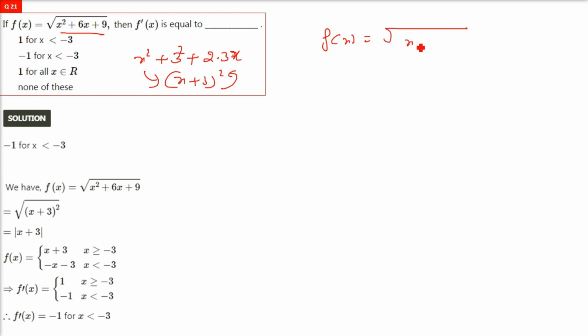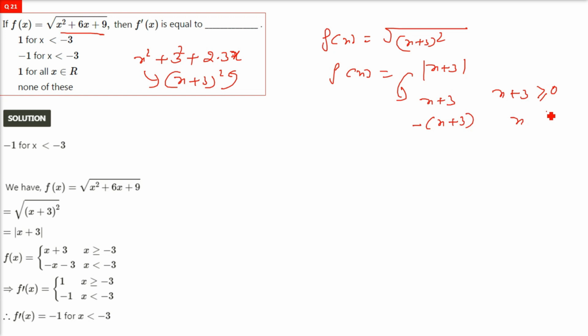So as I was suggesting, when you cancel this root with the square, you cannot just write x plus 3. Because it can be minus x plus 3 whole square, it can be plus x plus 3 whole square. So it has to be put inside the absolute value or modulus. So x plus 3 will be positive when x plus 3 is greater than or equal to 0 actually. And minus x plus 3 when x plus 3 is less than 0. What do you get from the first one?